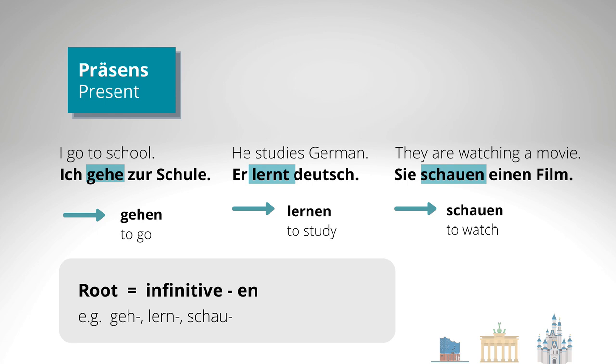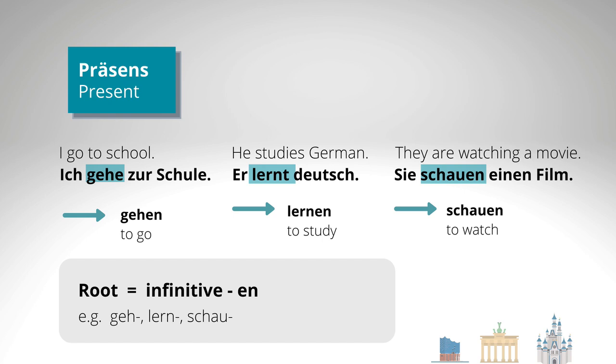The same in our next sentence. Lernt Deutsch. Lernt is the third person singular of the verb lernen, to study. Lernen is our infinitive. And again, in order to get the root, you leave out the ending en. So the root is lern. You'll see in a minute where I'm getting with this.